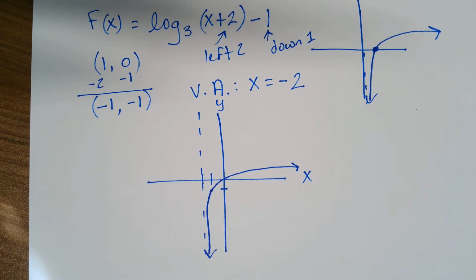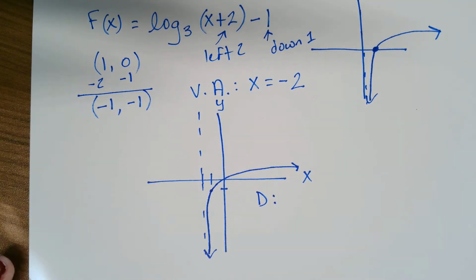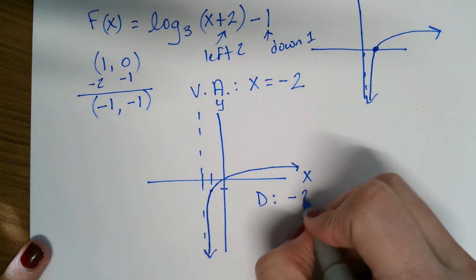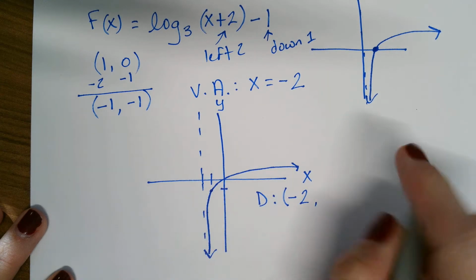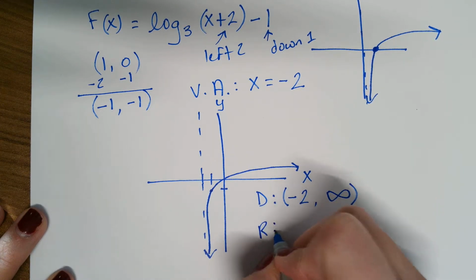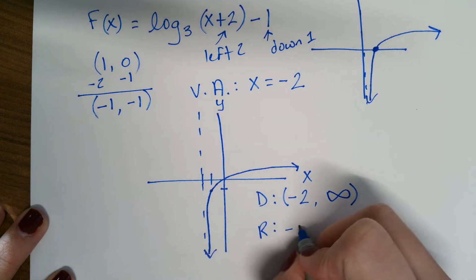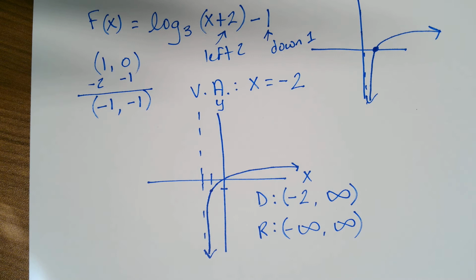We already identified the vertical asymptote, but from that we can say, okay, the domain then, the furthest left that it goes is negative 2 with a parenthesis, because we don't ever actually touch negative 2, and then it's going to carry on all the way to infinity. And the range for all of the logarithmic functions stays negative infinity to positive infinity. There we go. There's my logarithmic function with transformations.